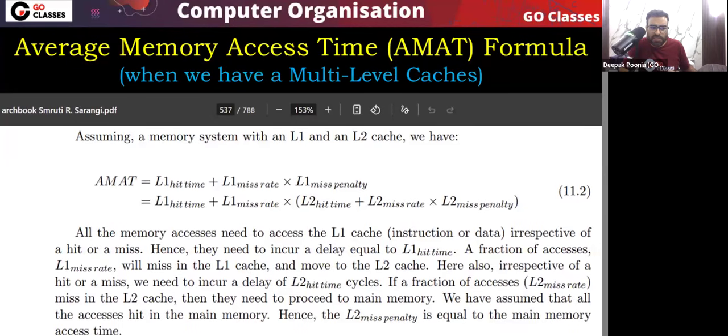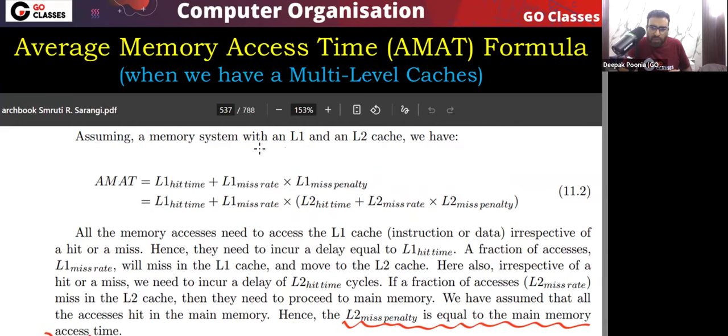So that's it. We have seen the average memory access time formula for multi-level caches. You can see this screenshot is taken from the computer architecture book by IIT Delhi professor Smruti Sarangi. When we have L1 and L2 cache, meaning two-level cache memory, the average memory access time is equal to L1 hit time plus L1 miss rate into L1 miss penalty. But remember, this L1 miss penalty we can write recursively. What will be the L1 miss penalty? That will be equal to L2 hit time plus L2 miss rate into L2 miss penalty. And because L2 is the last level cache, the L2 miss penalty is the same as main memory access time.